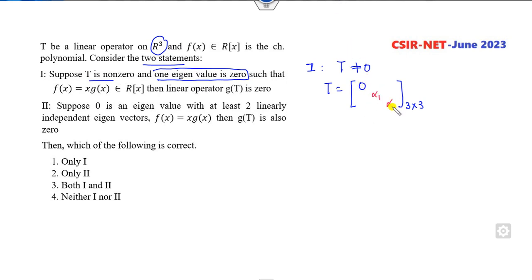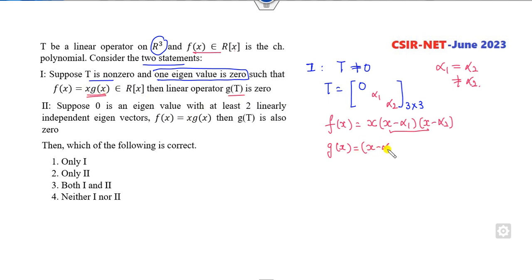If I consider alpha 1 and alpha 2, then what is the characteristic polynomial? f of x can be written as x times x minus alpha 1 times x minus alpha 2. Alpha 1 may equal alpha 2 or it may not. Then f of x is given, and there is g of t. What is my g of x? If I compare, it is x minus alpha 1, x minus alpha 2. Then our target is to prove g of T is 0. This we need to check.